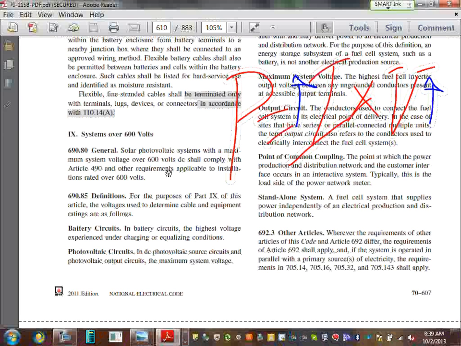How many strings do we want to add? It depends on how much room we have on the roof, right? The issue with adding panels is always room on a roof. Do you have room on the roof to put all these panels? So there's a limitation. Thank you.